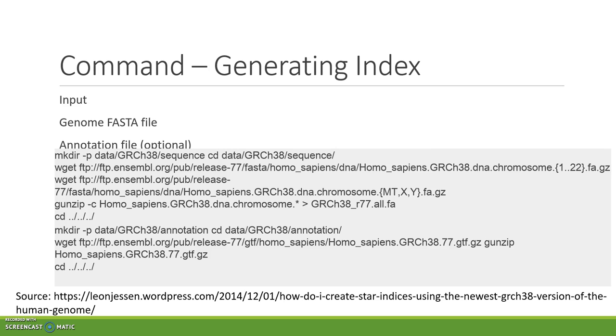So I will now talk about the commands. First, we need to generate an index. For the input, we will need a genome FASTA file and an optional annotation file. So it can be from any source. The example below is downloading the genome FASTA file from Ensembl. It also downloads the annotation file from Ensembl in the second part. Downloading an annotation file can help to enhance the accuracy of your alignment, so I recommend you do so.